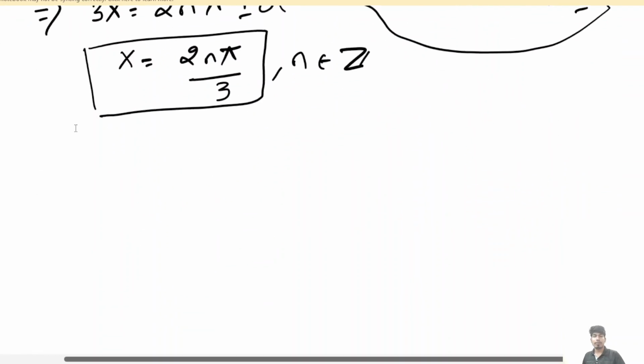And what is our next question? Next question is cos 4x is cos x. Okay, students, we have to solve this equation. We know cos 4x is cos x, here cos 4x is sin x. Then solve.